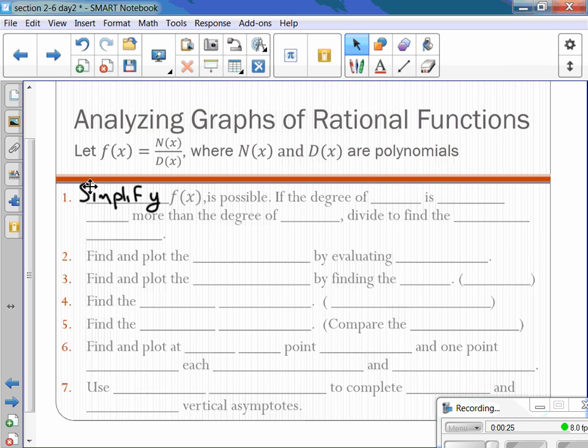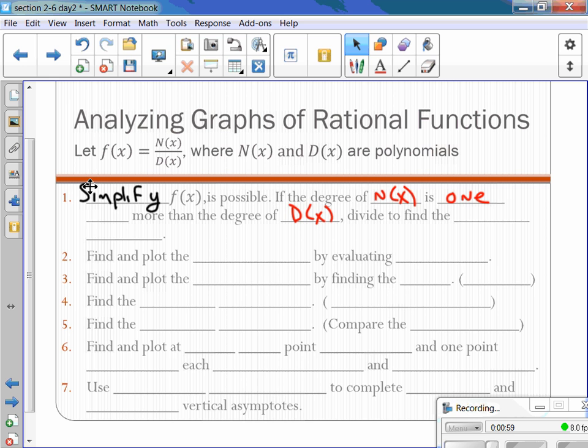simplify f of x. And make sure we get rid of any common factors if there are any. Or just factor it out so you can readily see my domain and all that other. So, simplify. Is the degree of our numerator, n of x, one more than the degree of the denominator, d of x?